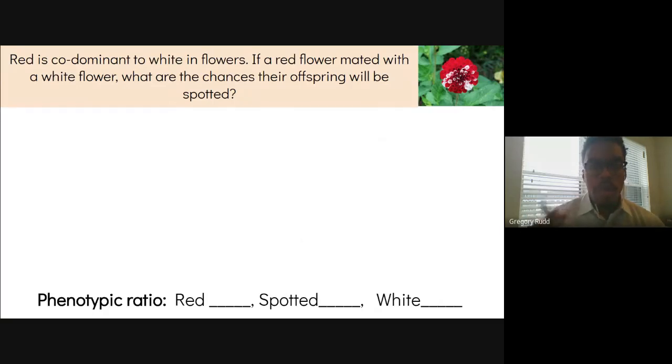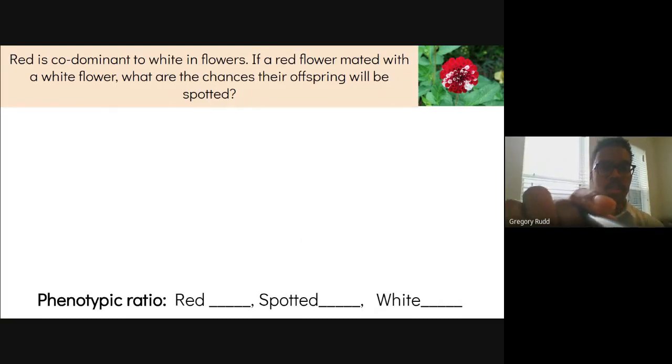Red is codominant to white in flowers. If a red flower mated with a white flower, what are the chances their offspring will be spotted?